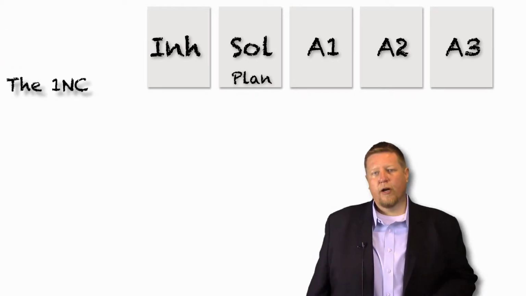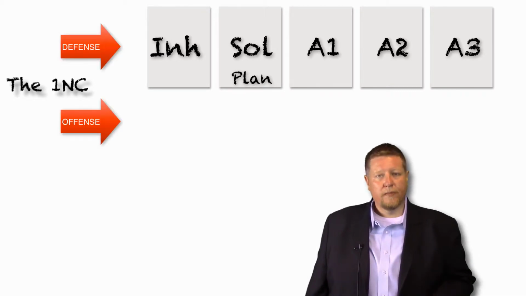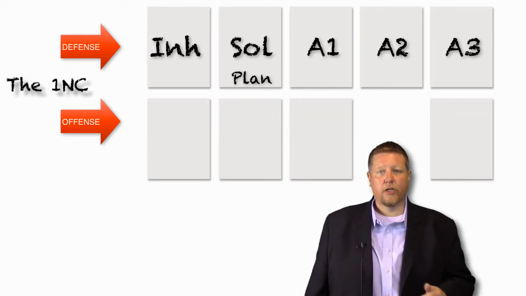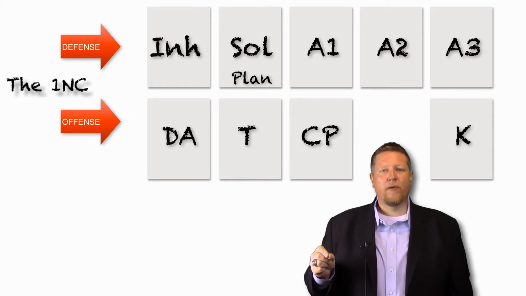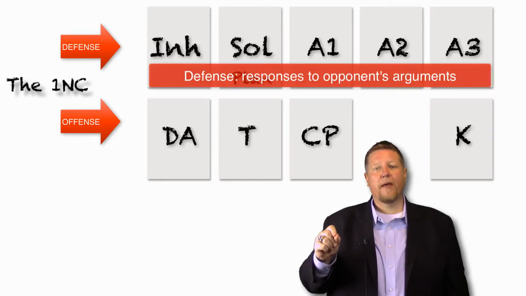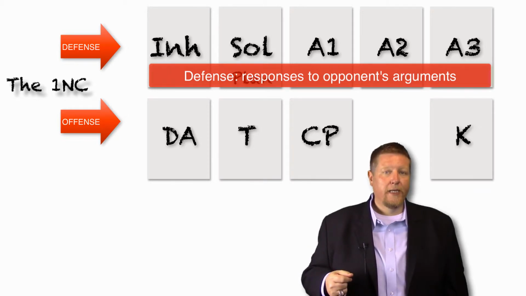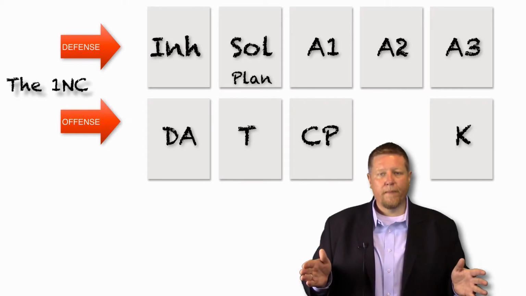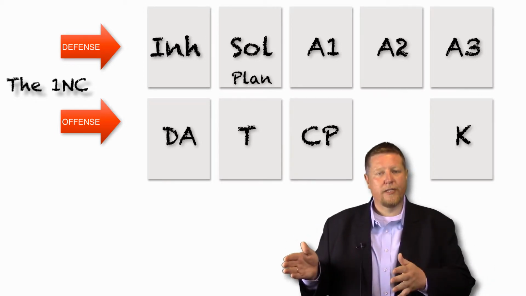The first negative constructive includes 2 types of arguments, offensive and defensive. Offensive arguments add new arguments introduced in the 1NC, such as disadvantages, topicality, counterplans, and critiques. Defensive arguments are responses to arguments made by the opposing team, and that includes the 5 arguments made in the 1AC. In terms of flowing the 1NC, each new argument gets a new piece of paper, and each defensive argument is flowed on the existing pieces of paper from the 1AC.